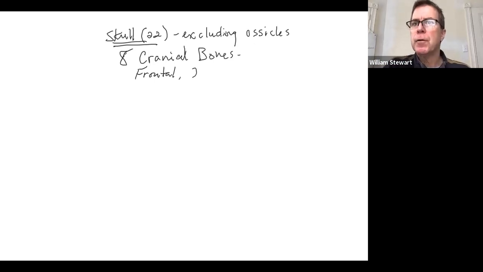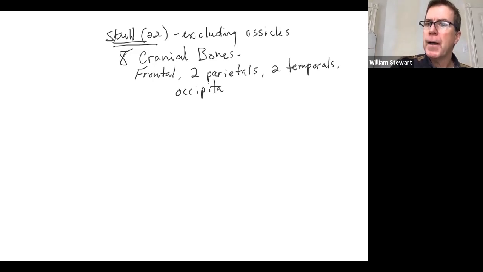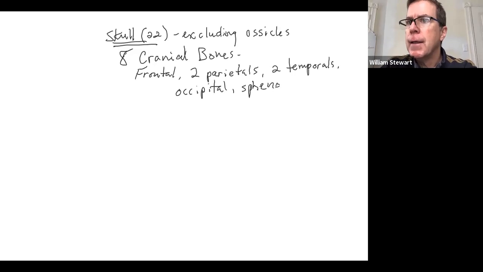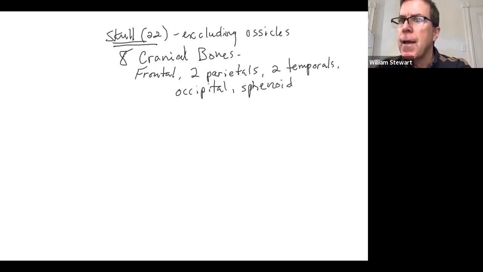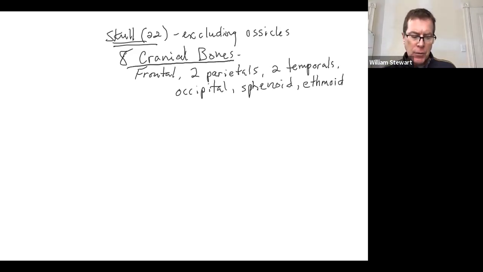There are 2 parietal bones. When there's 2 bones, it means they're in pairs, usually right and left. So there's 2 parietals, 2 temporals, 1 occipital bone, a sphenoid, SPHENOID. If you can't read my writing, it's SPHENOID. I have to prop up my right hand in order to do this correctly. And an ethmoid, ETHMOID. And that comes out to 8 cranial bones. So those are the 8 cranials.